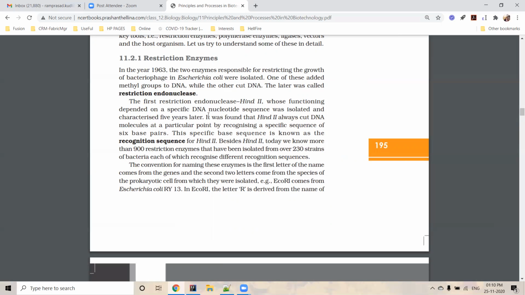Its function depends on the specific DNA nucleotide sequence; it was isolated and characterized 5 years later. It was found that this enzyme cuts the DNA molecule at a particular point, at a particular sequence of 6 base pairs. This sequence, we call the recognition sequence. There are 900 restriction enzymes. Now we know more than 900.